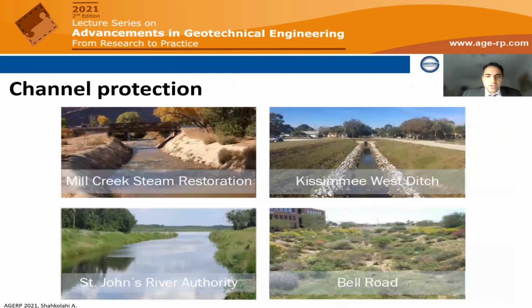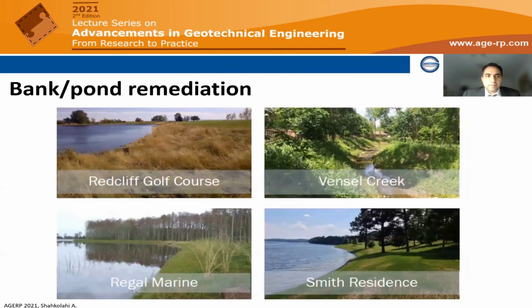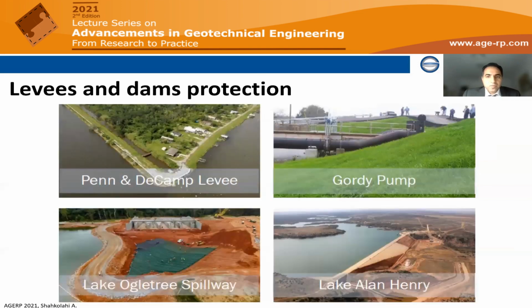Some applications of this system I want to show you here. For example, these are real projects in different parts of the world. As you can see, it's being used. You can combine it with rock or concrete, or use it by itself, depending on the hydraulic condition of the site. And you can see it's, for example, used for bank or pond remediation. All these areas are reinforced vegetation. They are not vegetation alone. So that's why they can withstand all these hydraulic forces.